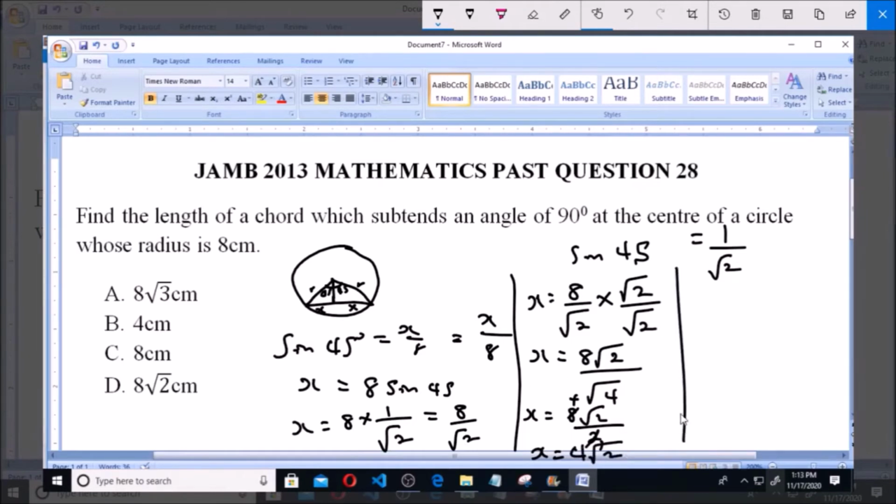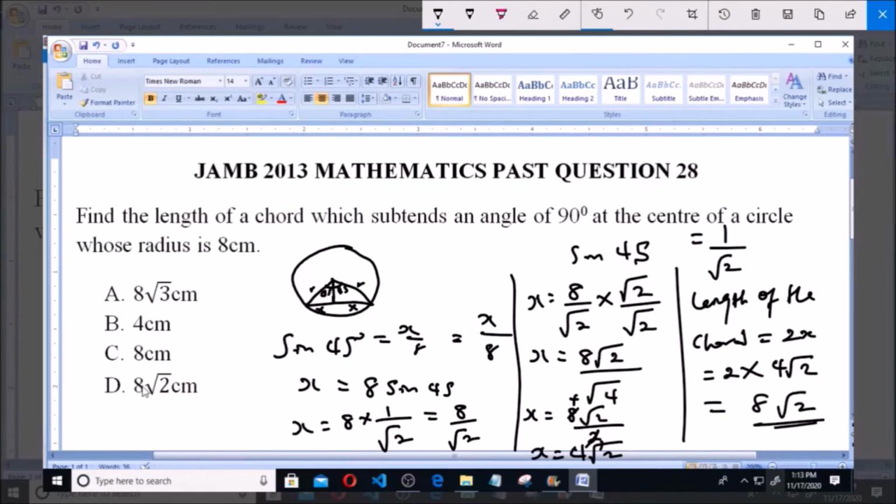Now the length of the chord is equal to 2x. Like you can see, half here is x, half here is x. So the entire length of the chord will be x plus x, which is 2x. So that is equal to 2 multiplied by x, and x is 4 root 2, which is equal to 8 root 2. And that is option D, 8 root 2 centimeters.